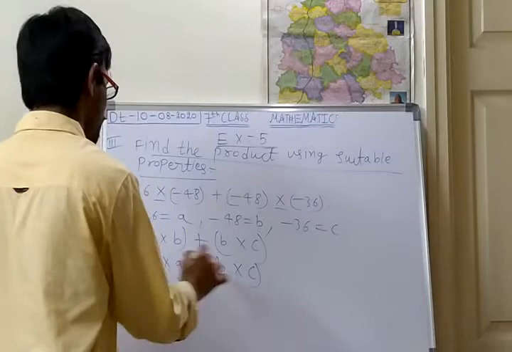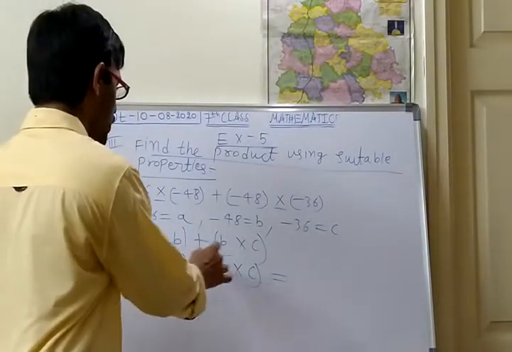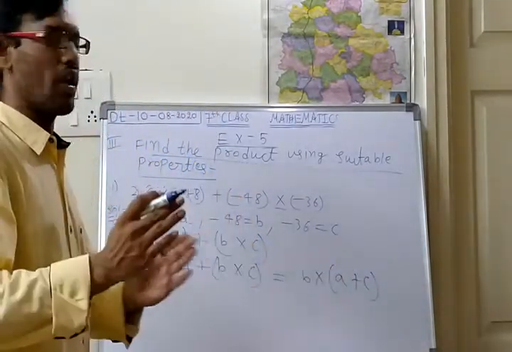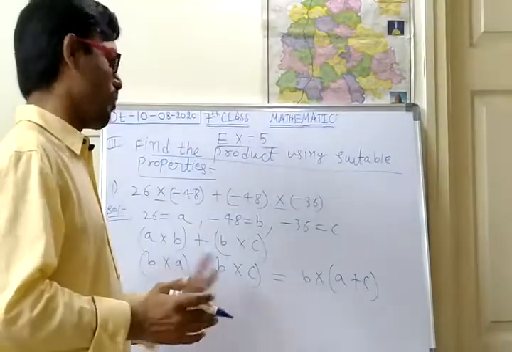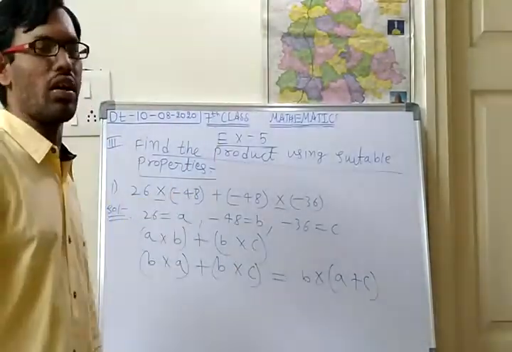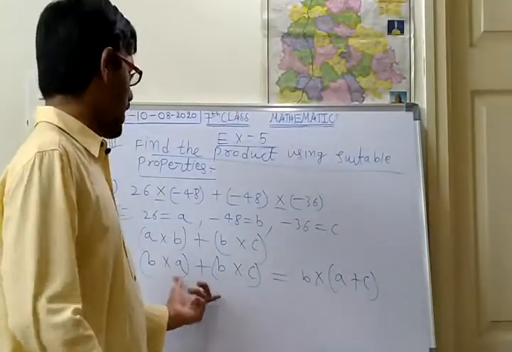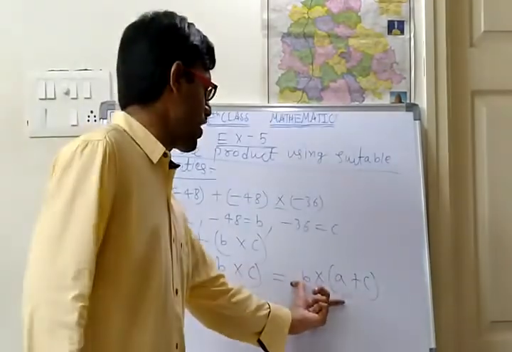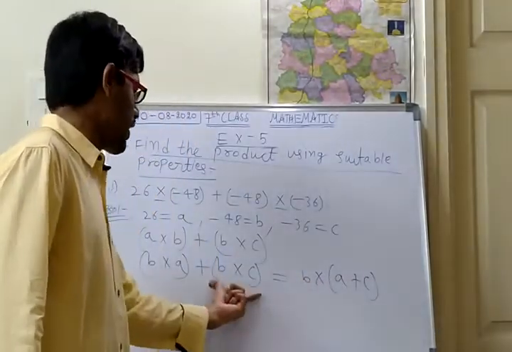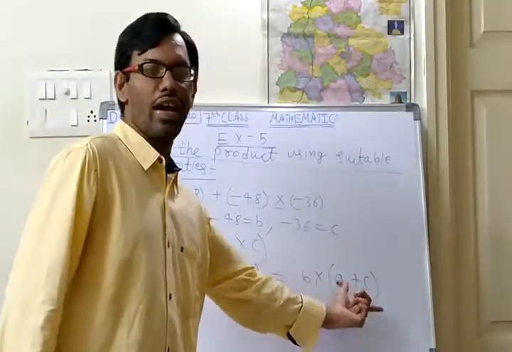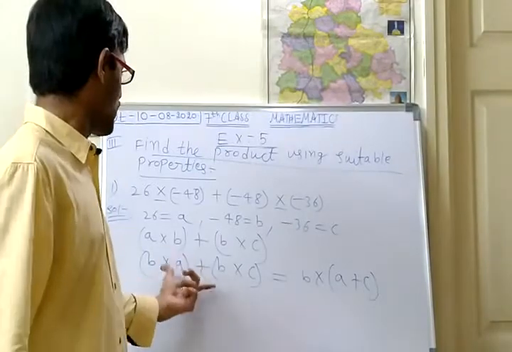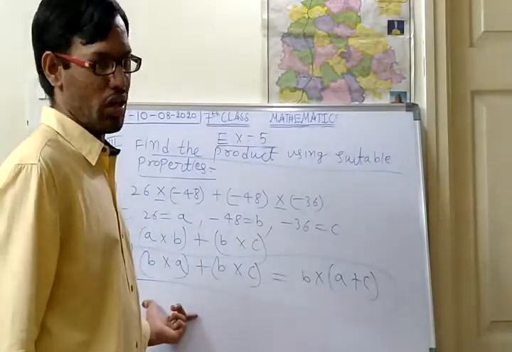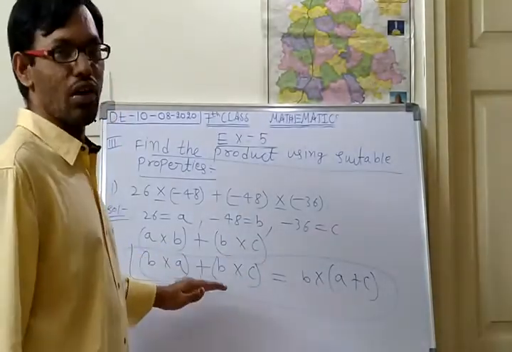By seeing this, what you can write: b into a plus b into c means b into (a plus c). Whether a into (b plus c) or b into (a plus c), both are correct only. But here the concept is distributing. We have to find out whether it is distributed equally or not. b into (a plus c) is b into a plus b into c. So b is distributed among a and c equally. So by seeing this, what is the property? Distributive property under multiplication only. Like this we have identified what type of property it is.